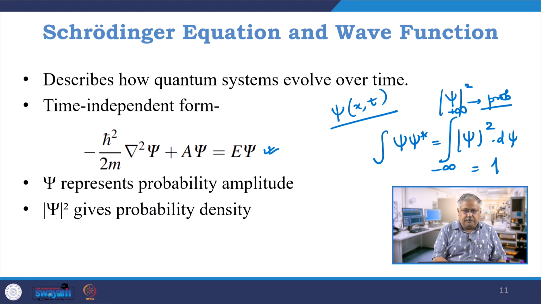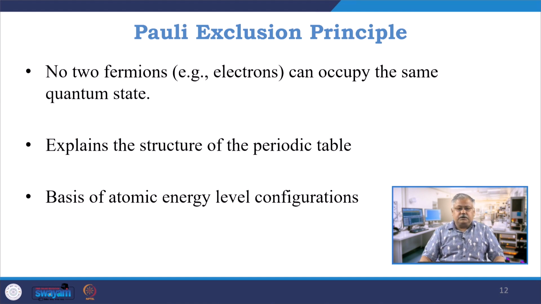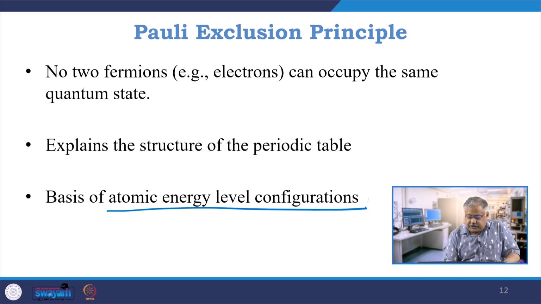Now, Pauli's exclusion principle: these are the basic fundamentals of quantum mechanics. It tells me that no two fermions can occupy the same quantum state. Why we are discussing this is that it will help you understand the limitations of quantum measurements, because in any quantum measurement, these exclusion principles will always come into the picture. Obviously, they explain the structure of the periodic table.